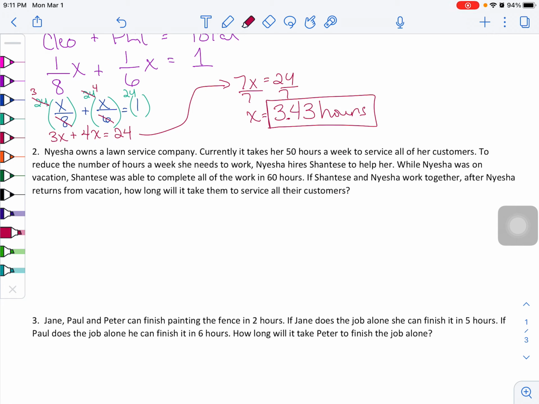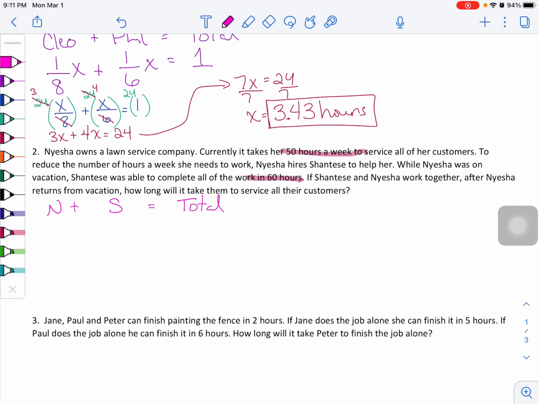All right, number 2 here. Naisha owns a lawn service company. Currently, it takes her 50 hours a week to service all of her customers. To reduce the number of hours a week she needs to work, Naisha hires Shantice to help her. While Naisha was on vacation, Shantice was able to complete all the work in 60 hours. If they work together, how long will it take them to serve all the customers?